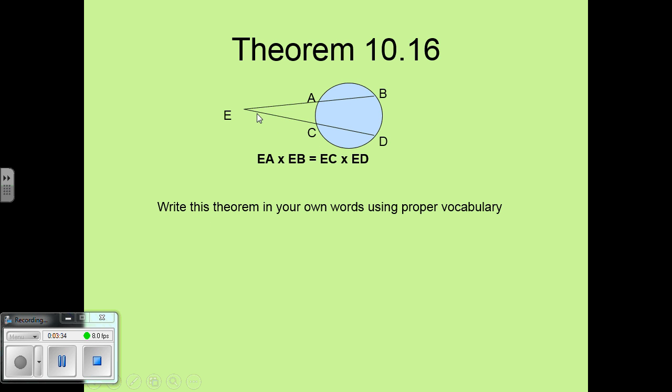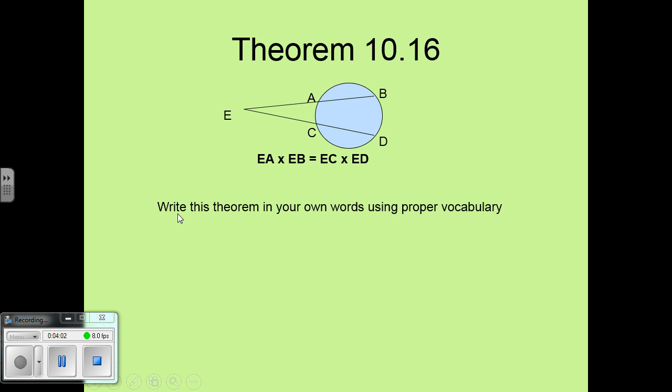If you look here, we actually have two different secants. We have EB and ED, which breaks up into EA, AB, EC, CD. So what this theorem says is you're going to take the product of EA times EB, and that's going to be equal to EC times ED.